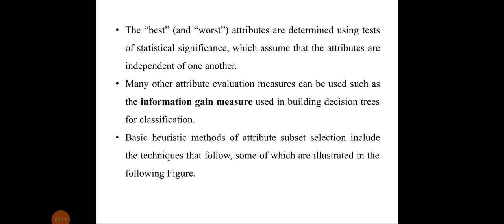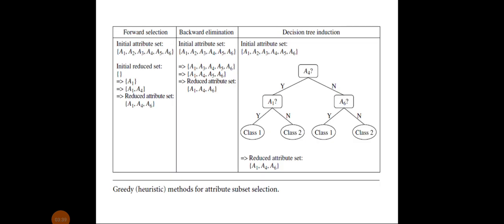The best and worst attributes are determined using tests of statistical significance, which assume that the attributes are independent of one another. Many other attribute evaluation measures can be used, such as the information gain measure used in building decision trees for classification. Basic heuristic methods of attribute subset selection include the techniques that follow, some of which are illustrated in the following figure. One is forward selection, second is backward elimination, and third is decision tree induction. These are all greedy methods for attribute subset selection.